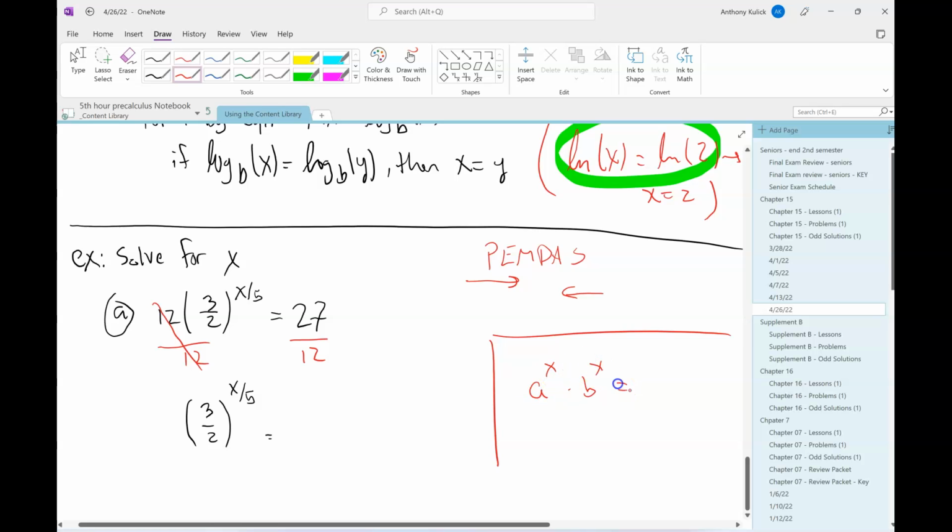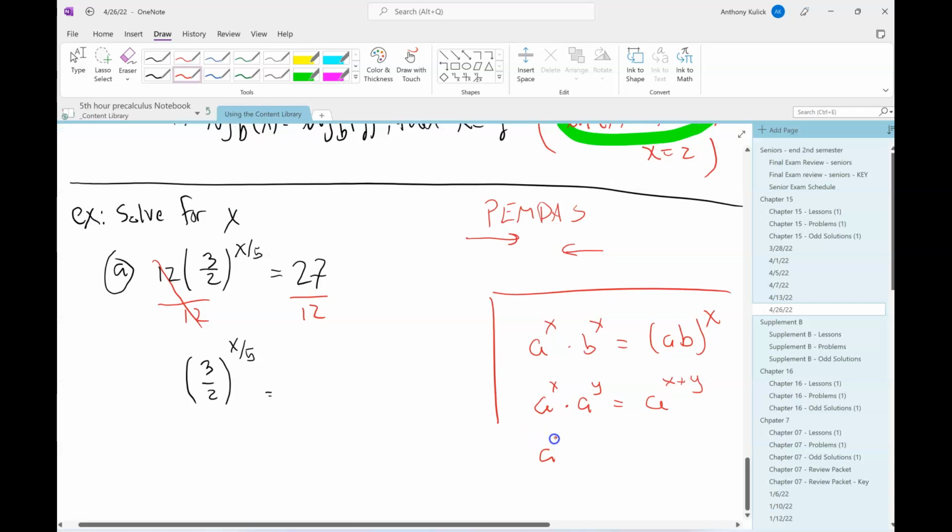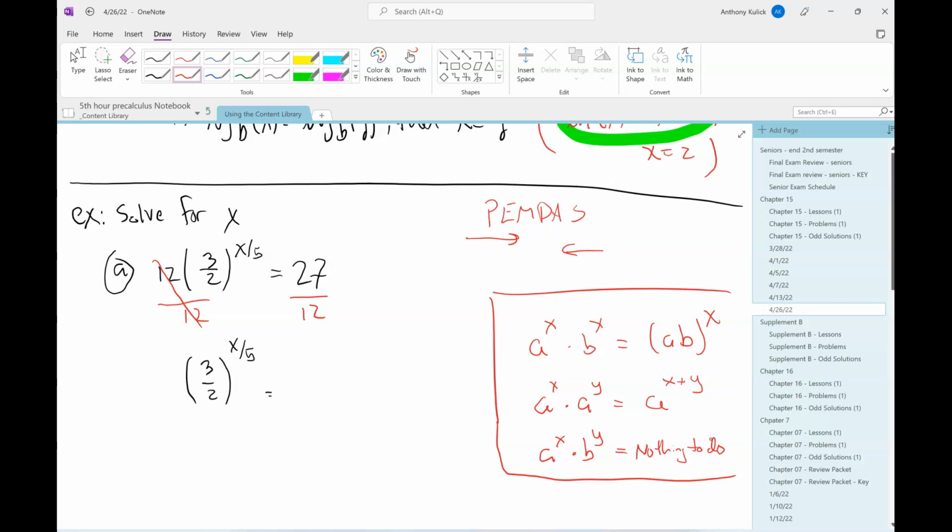is if I have two numbers and I multiply them together and they have the same exponent, I can multiply the bases together and keep the exponent. Or if I have two numbers with the same base but different exponents, I can keep the base the same and add the exponents. But if I have something like this, where the bases are different and the exponents are different, there's nothing you can do. Again, these are basic exponent and multiplication rules, but it's worth recapping that.